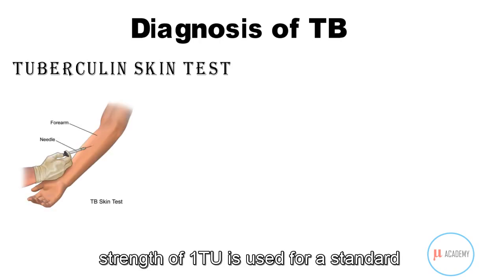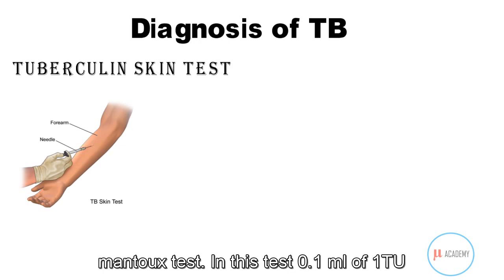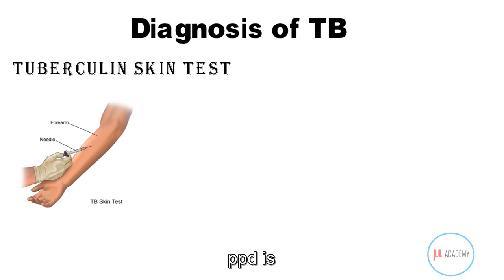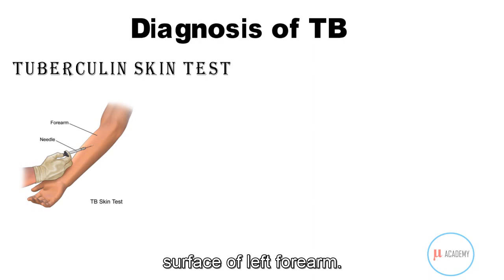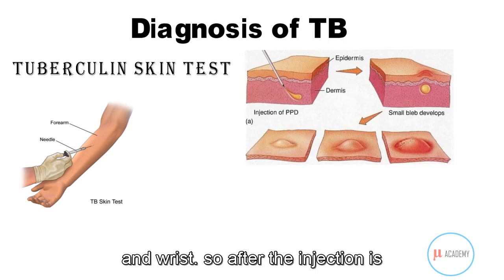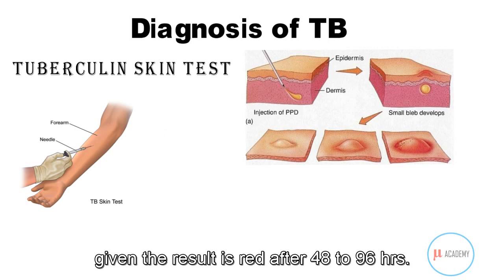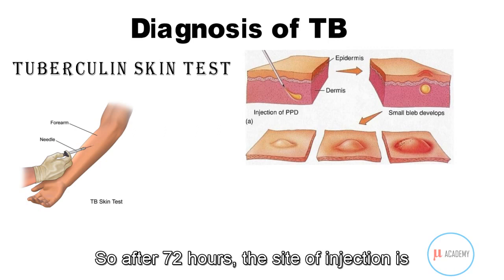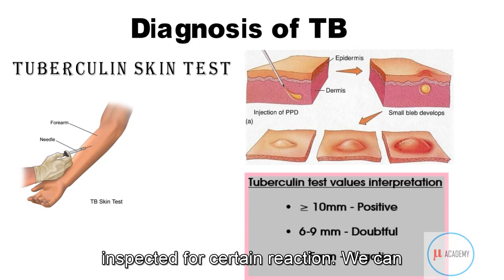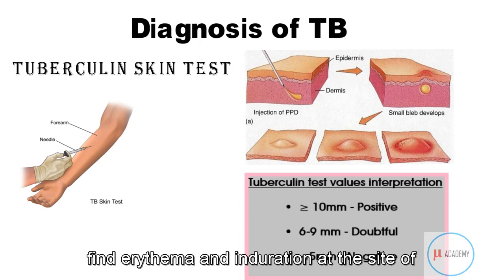In this test, 0.1 ml of 1 TU purified protein derivative is injected intradermally on the flexor surface of the left forearm. This is injected midway between elbow and wrist. After this injection is given, the result is read after 48 to 96 hours. Usually it is after 72 hours. After 72 hours, the site of injection is inspected for reaction. We can find erythema and induration at the site of injection after 72 hours.